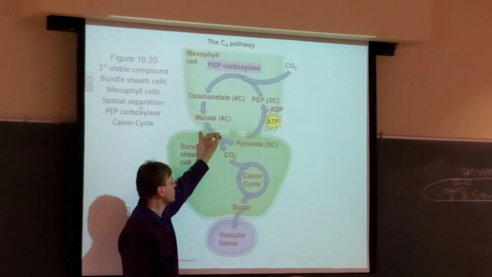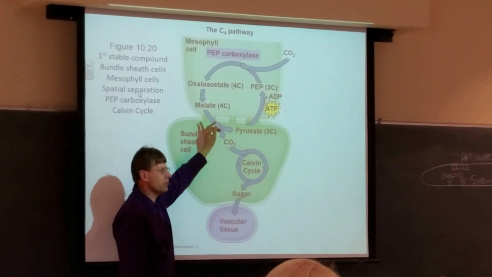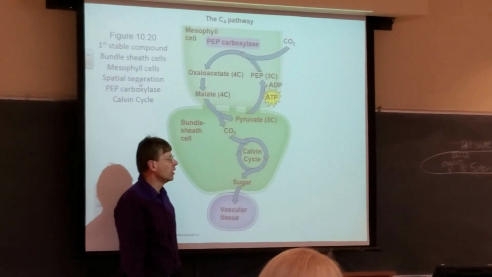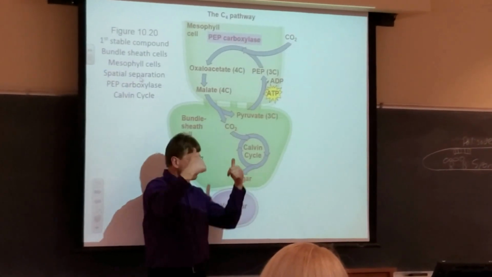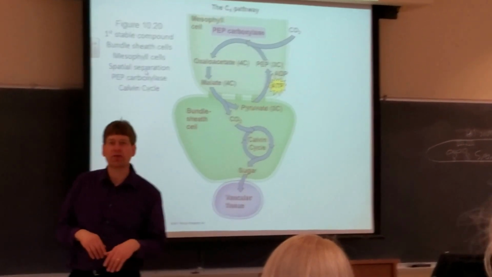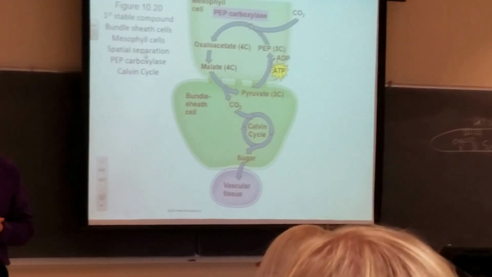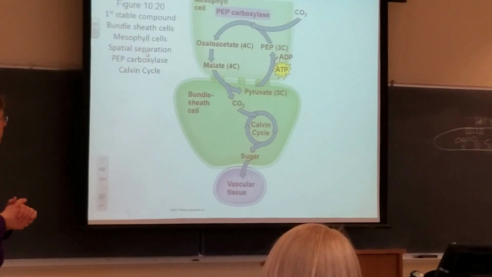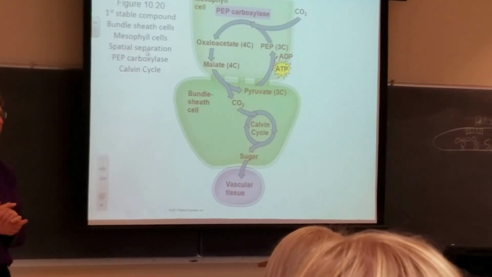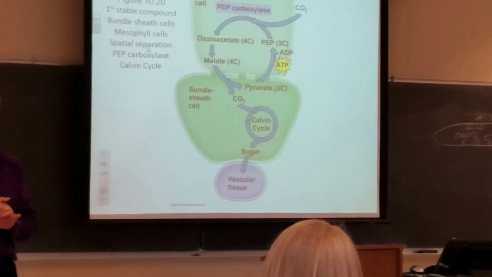The cell wall here is sort of impermeable, so CO2 can't leak out easily. And so it basically pumps up the concentration of CO2 in that bundle sheath cell to eliminate Rubisco binding with oxygen. All right. Questions?